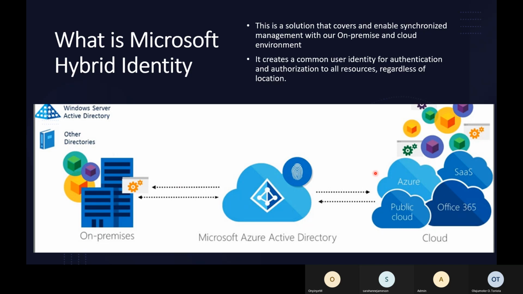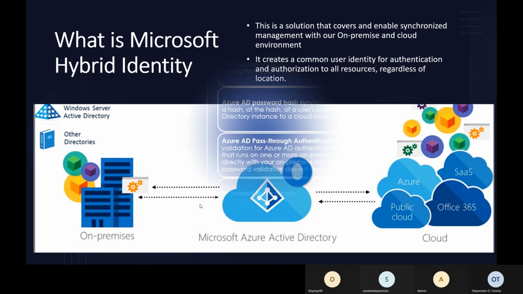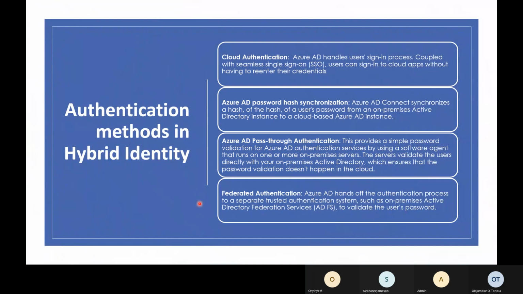You have one here, you have one here. Then how does he access each of those resources, both in the cloud and Office 365, on-premise, without having to put in two different passwords? And that takes us to the authentication method.